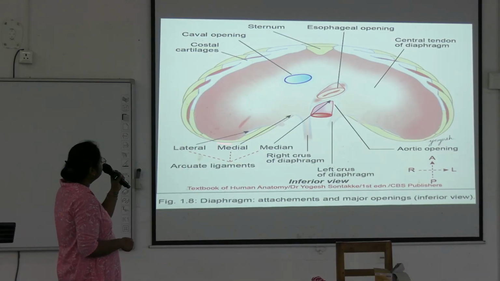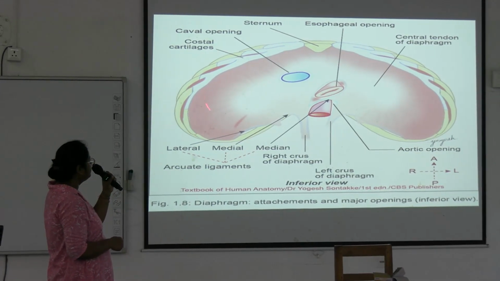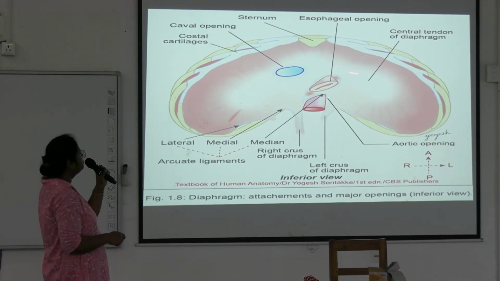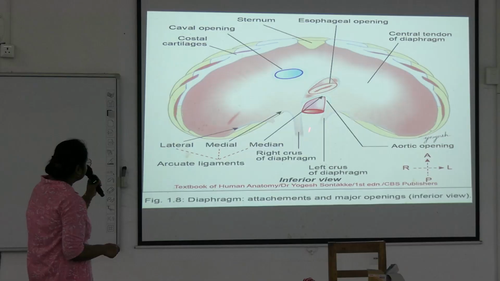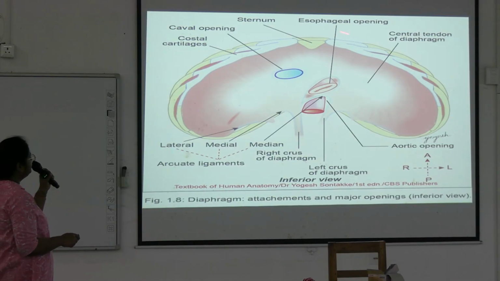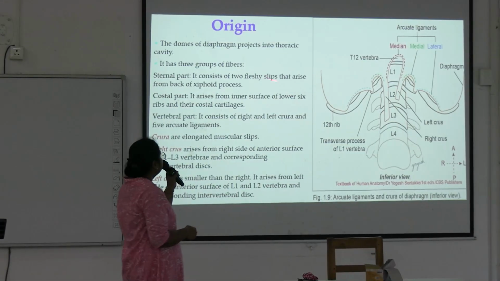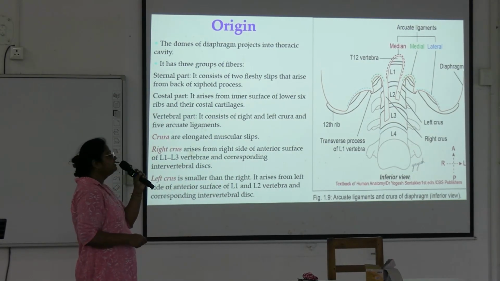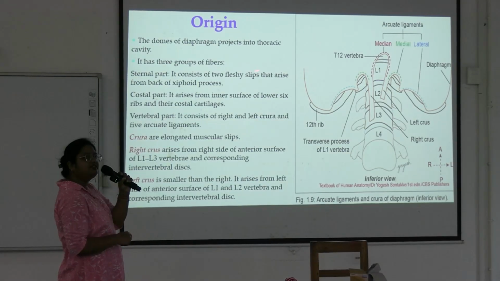So see here, these are the two domes of the diaphragm: right dome, left dome, and in the middle part is the central tendon. And here it is laterally attached to the rib cage. So what are the origins of the diaphragm? The domes of the diaphragm project into the thoracic cavity.